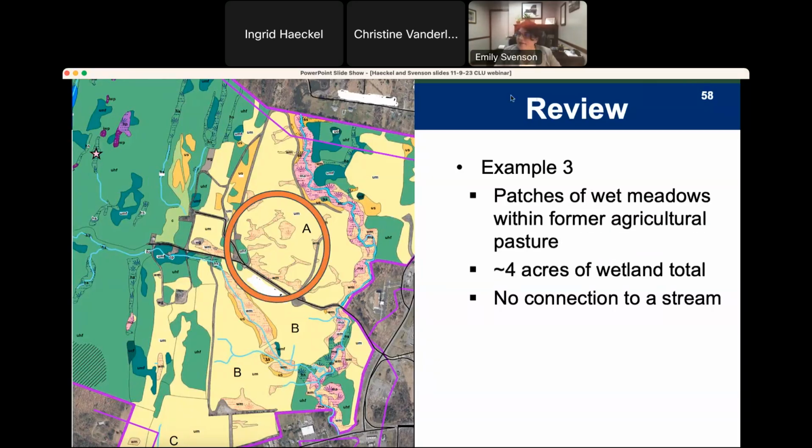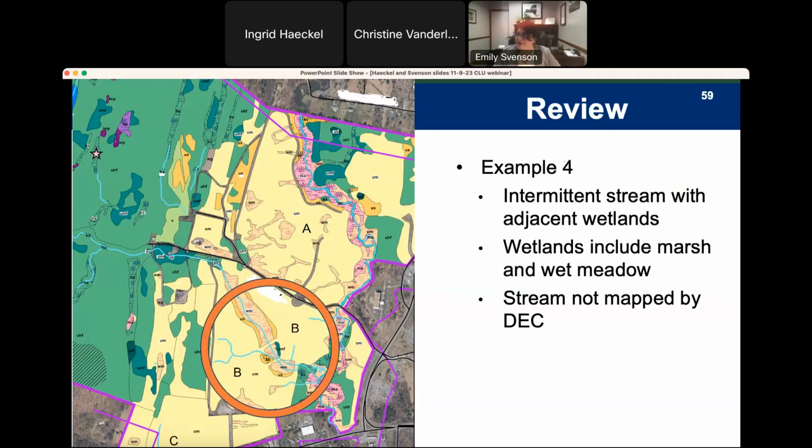Next example, there are some wet meadows in a former agricultural field. They add up to maybe 4 or 5 acres altogether, not connected to a stream. So would there be state jurisdiction on those wetlands? No, there wouldn't be. And it's unlikely that there would be under any of the upcoming changes either. What about federal jurisdiction over those wetlands, the wet meadows? Right, I'm seeing lots of no's. That's correct. There would not be because they're not connected to a stream.